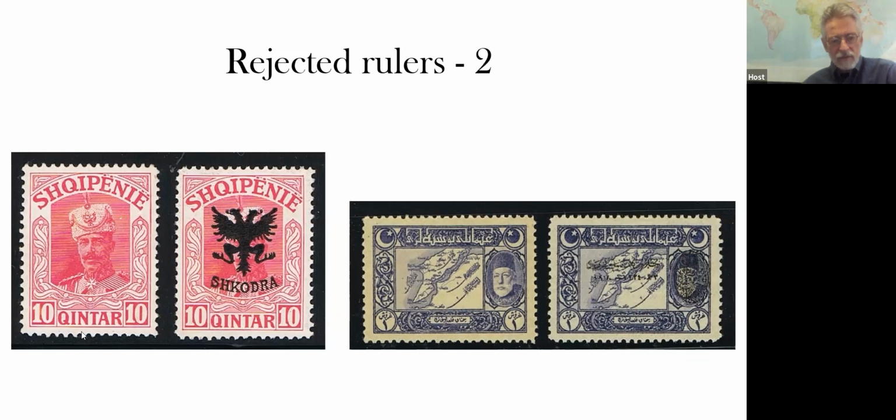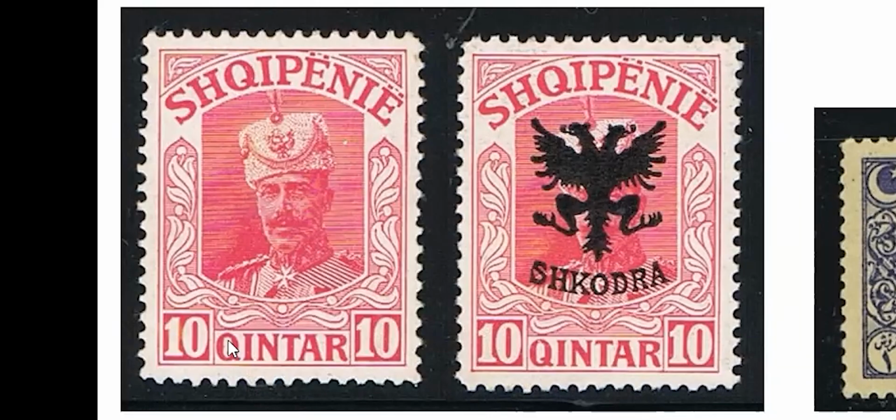Here's another example. On the left, we have an unissued stamp for Albania with the king at the time. His name was Wilhelm zu Wied, and he was part of the European family that provided monarchs for many, many countries. The kings of Greece, Bulgaria, England, Germany, and many other places were all from this one family. These stamps also were never issued. They were created in 1914, just as World War I was getting started and Albania fell into a chaotic state.